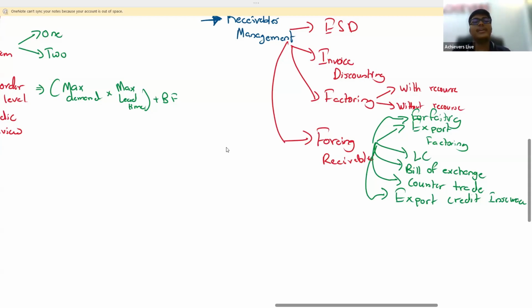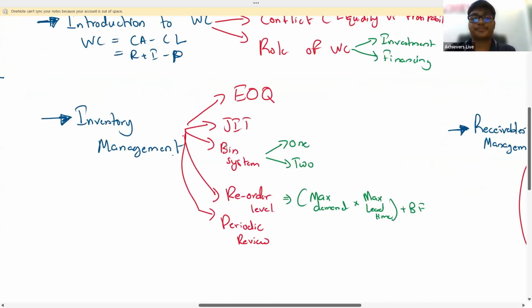What is counter trading? Without the use of foreign currency, we are exchanging goods and services. Export credit insurance is insurance for exports. What is export factoring? Factoring for exports. Very simple. You all should know this.